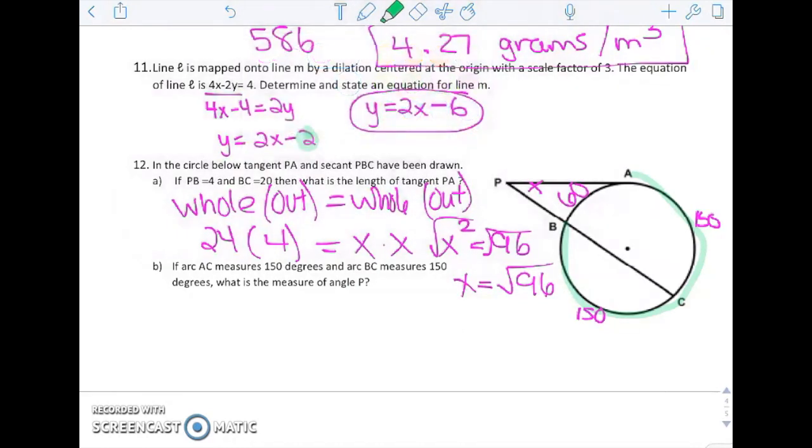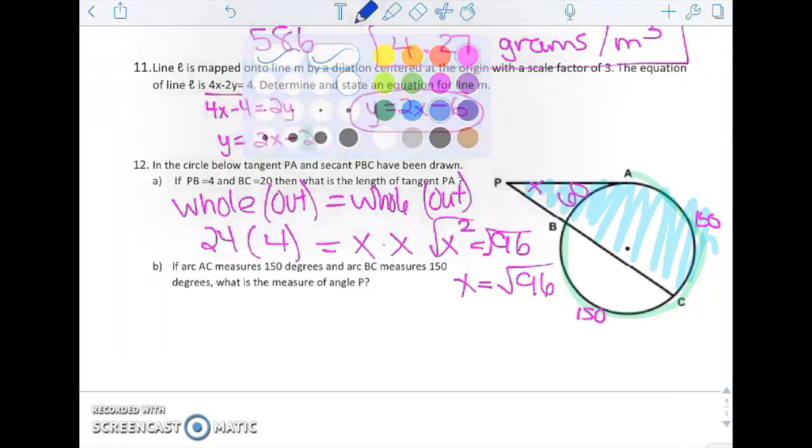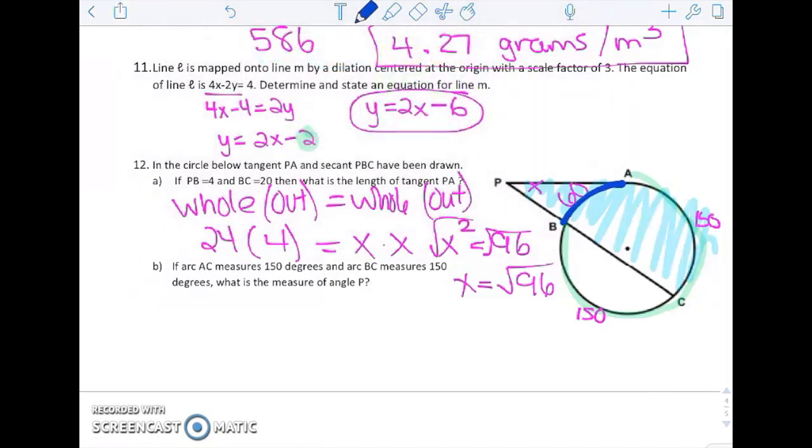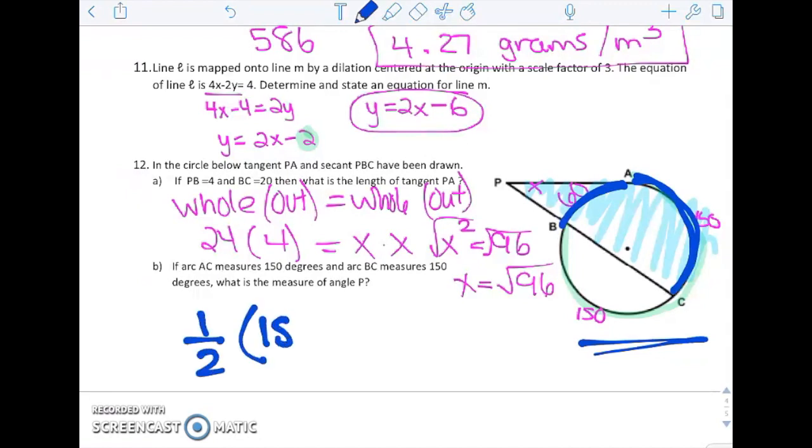Now to find an exterior angle, or really any angle, I'm going to shade to find the intercepted arcs. And I have 2 intercepted arcs here, and I'm going to go over those. So I've got AB, and I've got AC. Now, since these meet outside the circle, I'm going to subtract them. So I'm going to do 1/2 of AC minus AB, which is half of 90, which is 45 degrees.